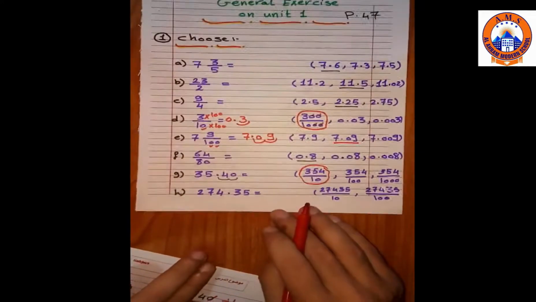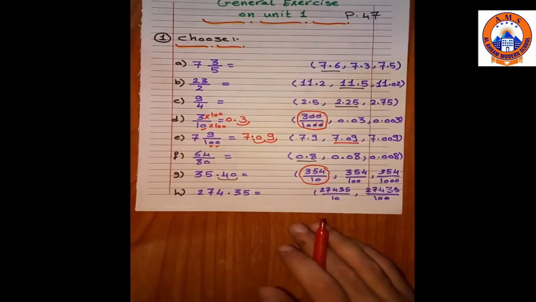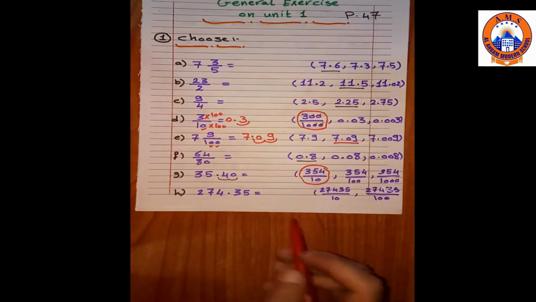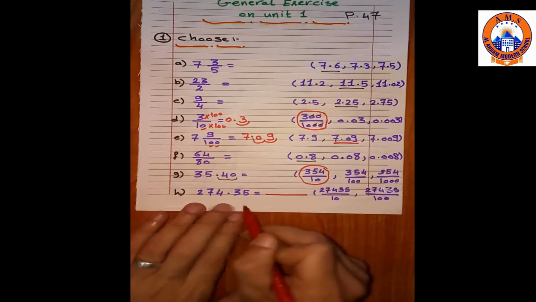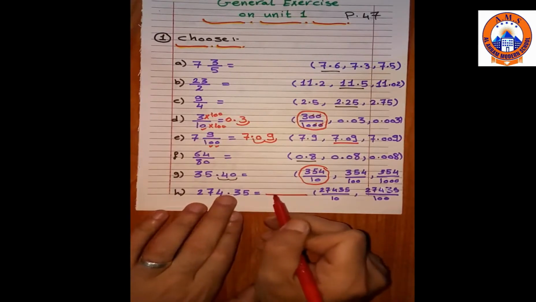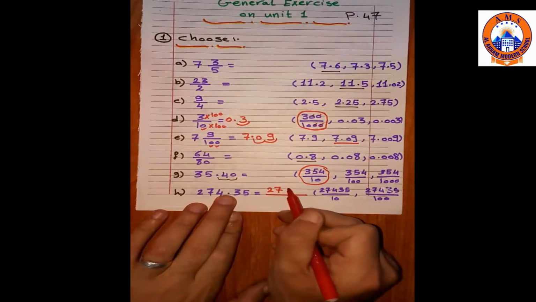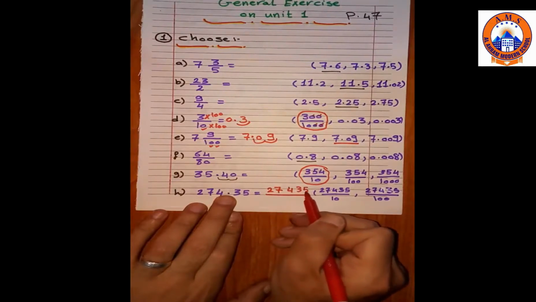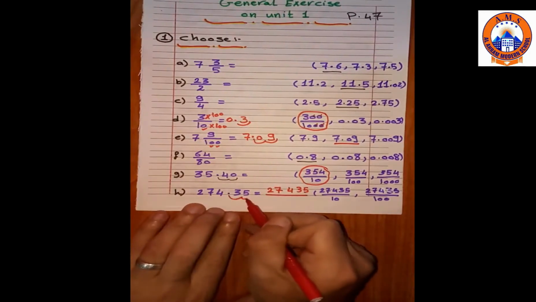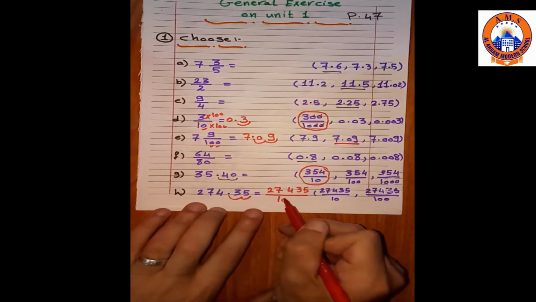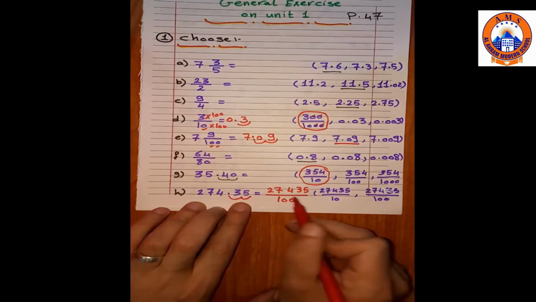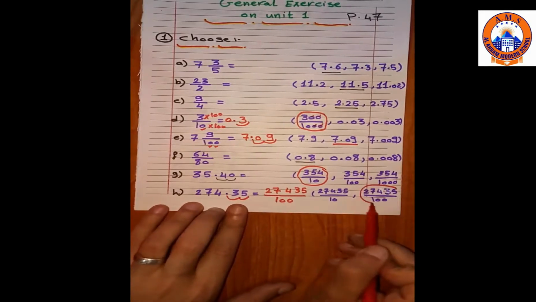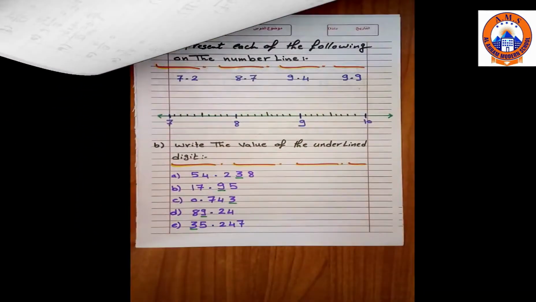The last one, we're gonna do it the same way. I want to change this into a fraction. I'm gonna put the fraction bar. Then I'm gonna ignore the decimal point, so the number will be 27,435. And we have how many decimal places? 2 decimal places, so it will be over 100, because 2 decimal places represent 2 zeros. So the correct answer is 27,435 over 100. Let's move to another question.